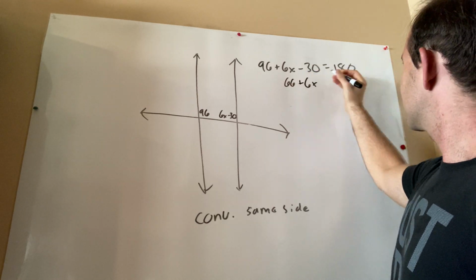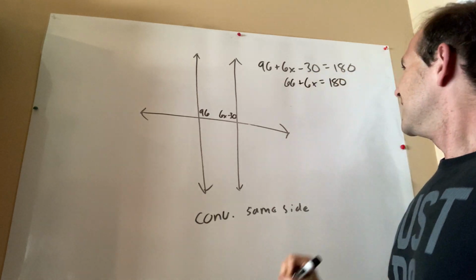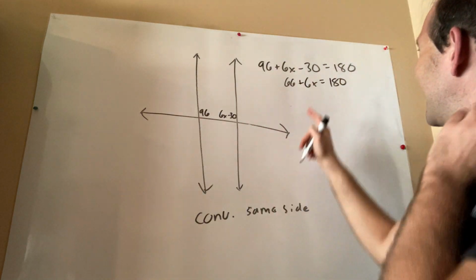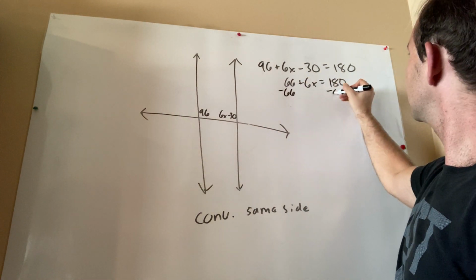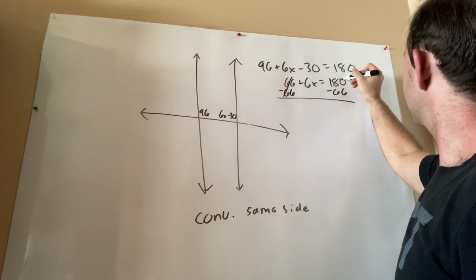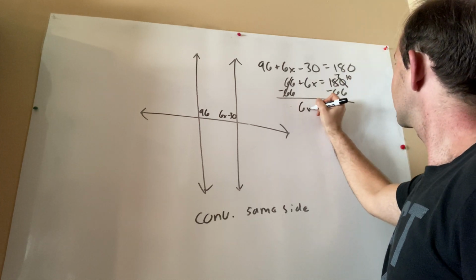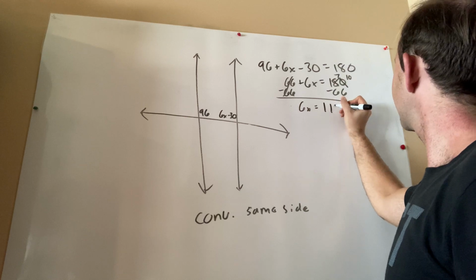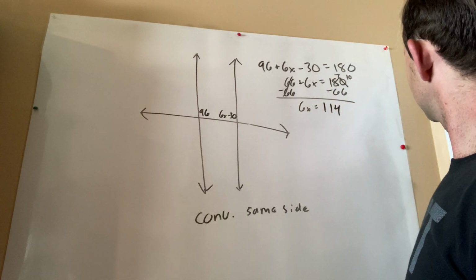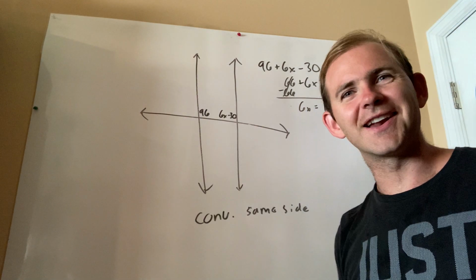Yikes, too many 6's in this problem, don't you think? Okay, then I'm gonna subtract 66 from both sides. Okay, let's make sure I remember how to subtract. That's gonna become a 10 and I borrow over here. So 6x equals 114. Yeah, okay, I do know how to subtract.